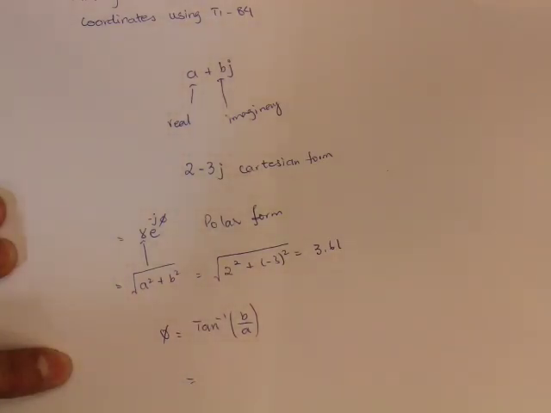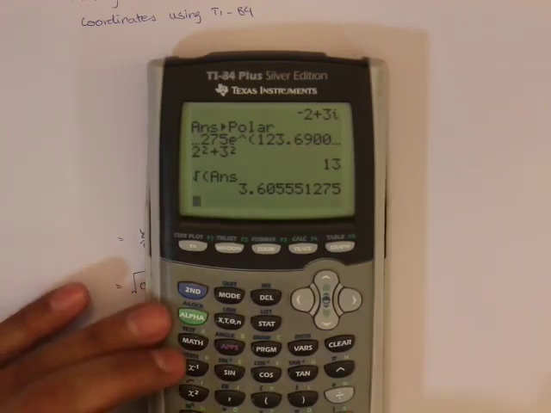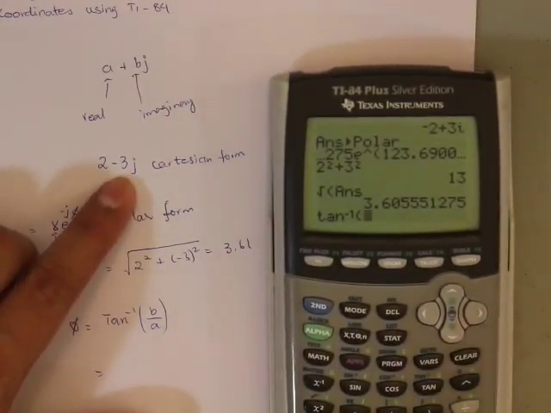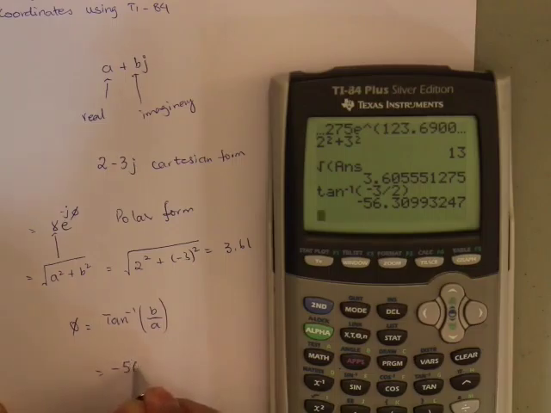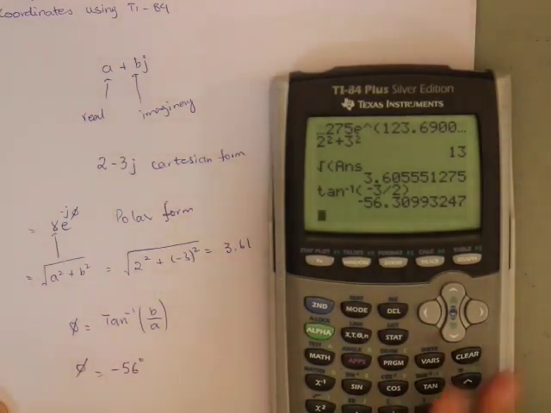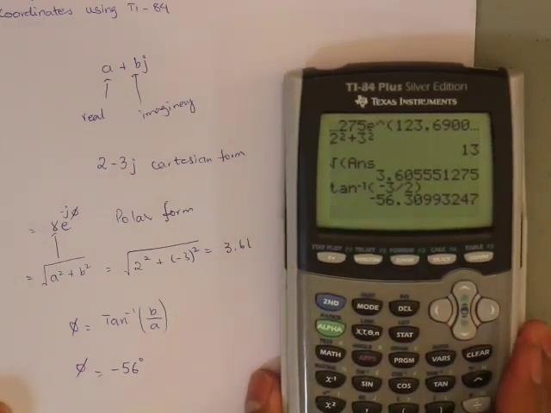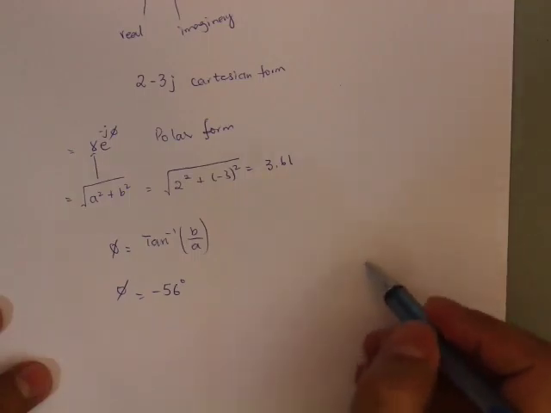If I do it for my numbers, tangent inverse, and my b was -3 divided by 2, and I get an angle of -56 degrees. That is my phi. But over here it is important to consider that the angle phi changes from quadrant to quadrant.